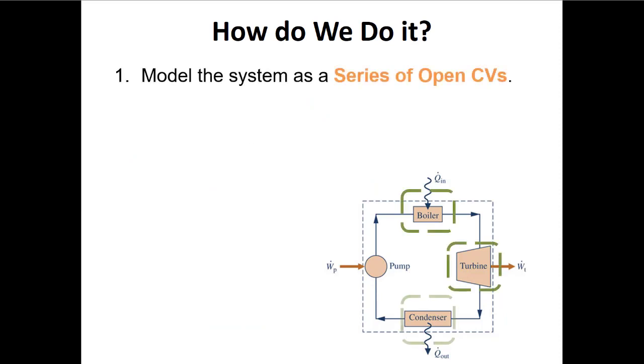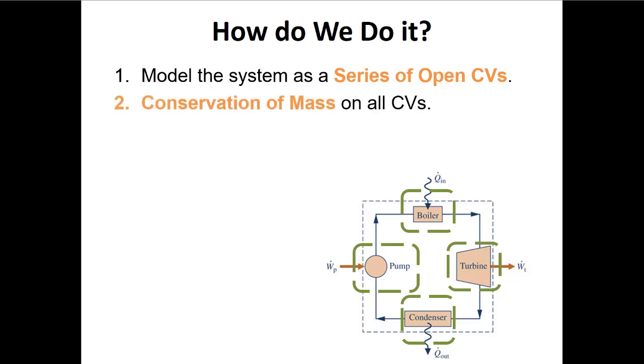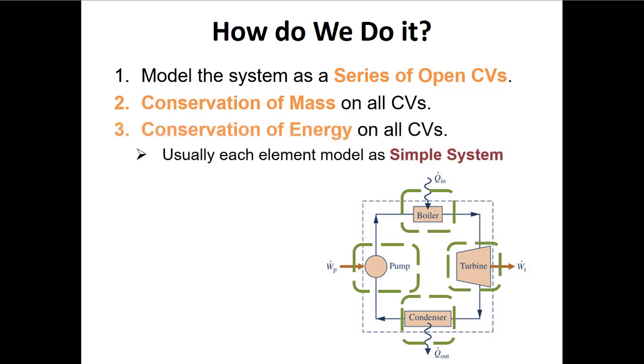So how do we do it, right? So here we're going to take a complicated system and we're going to break it down into its constituent parts. Then we'll do conservation of mass on all these different parts. Then we'll do conservation of energy, this equation that we just learned, right? And we'll end up treating most of these components like a simple system.